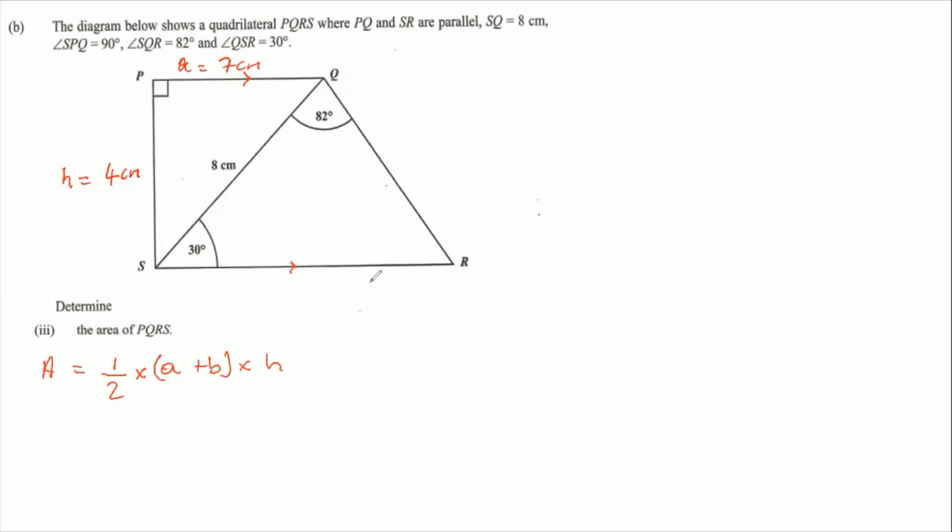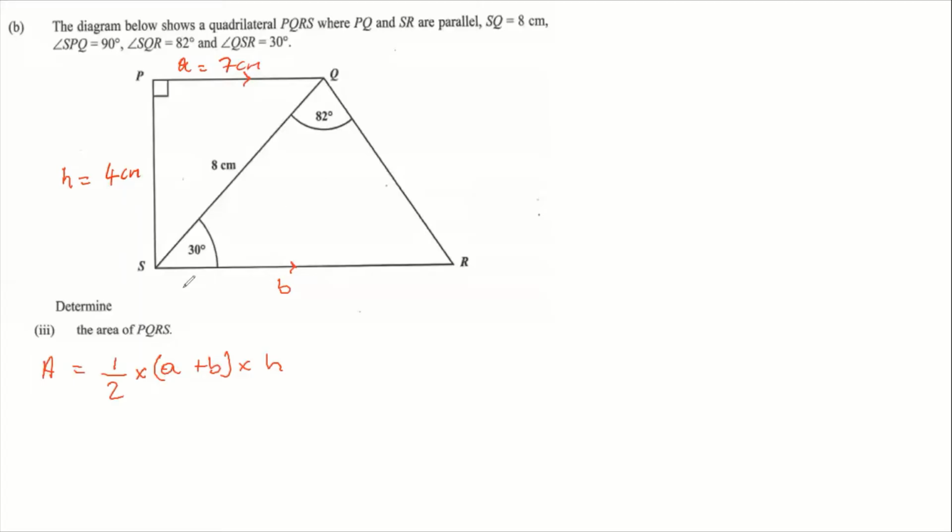And SR, that's going to be B, all right? That's going to be B, but we don't know that length. So to find the area, we have a problem. We know what H is, we know what A is, but we don't know what B is. So we need to determine B, which is just RS, before we can determine the area. So we have to divert from what they asked us to find something else.